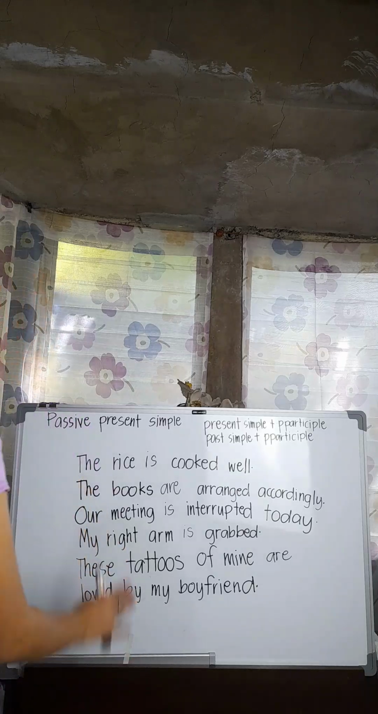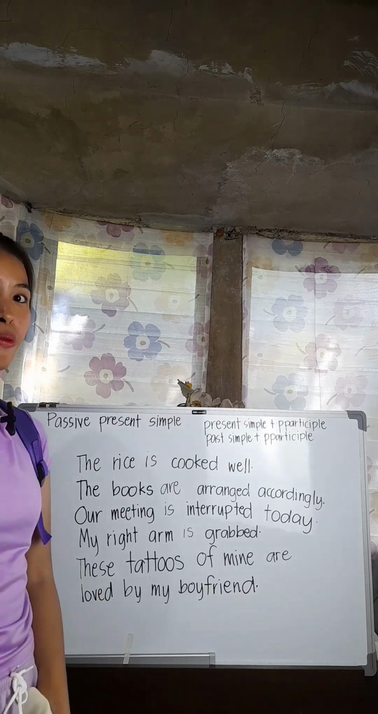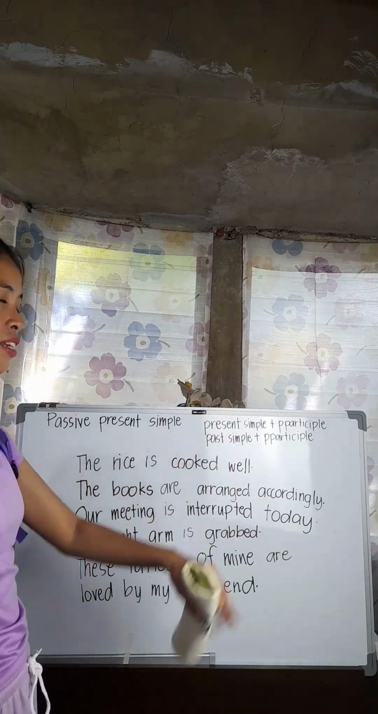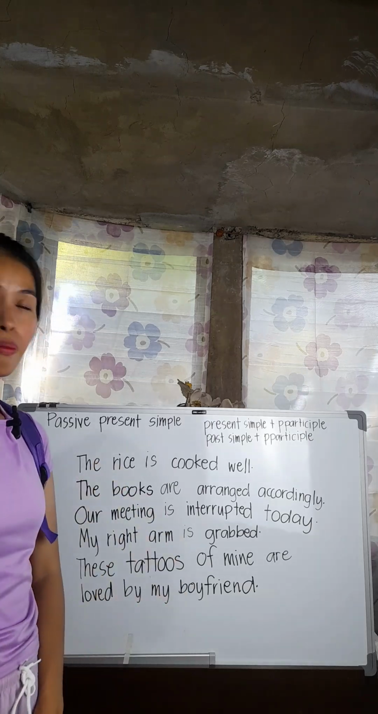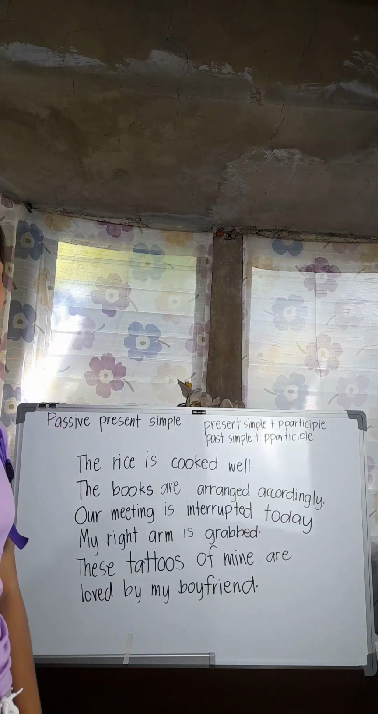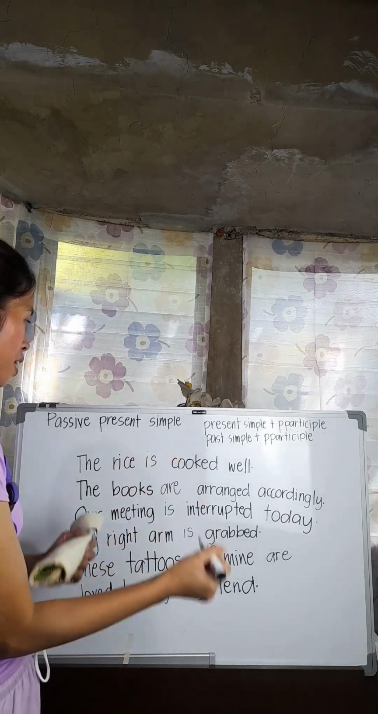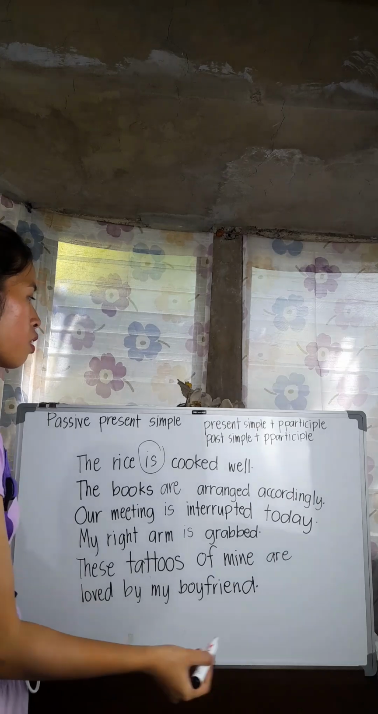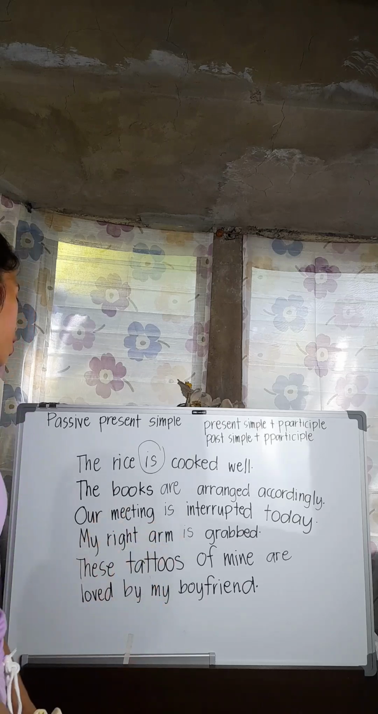Okay, so these sentences are examples for passive present simple. We have the formulas, and let's start with the present simple: present simple added up with past participle. Now, we will turn these sentences into passive past simple added up with past participle. The first sentence, the rice is cooked well. The subject, rice, the present simple, is. The past participle, cooked.